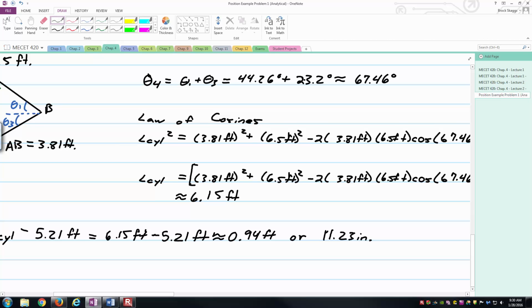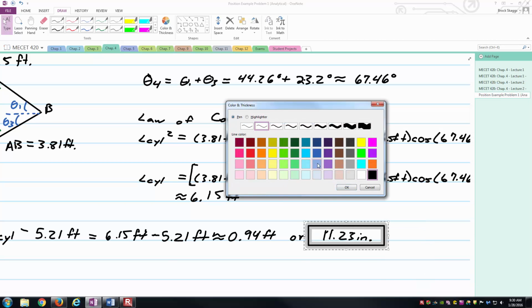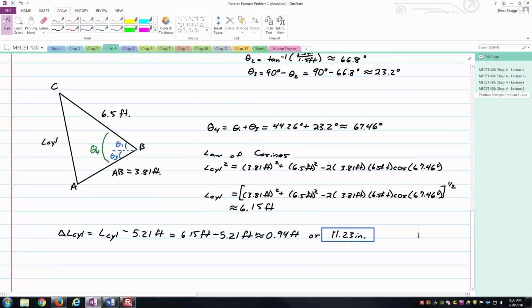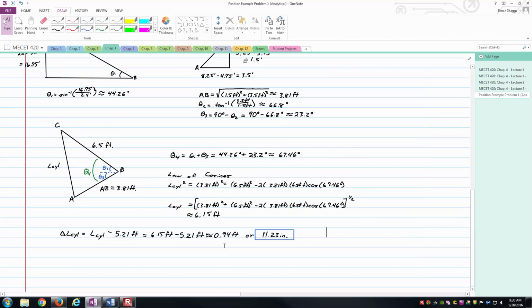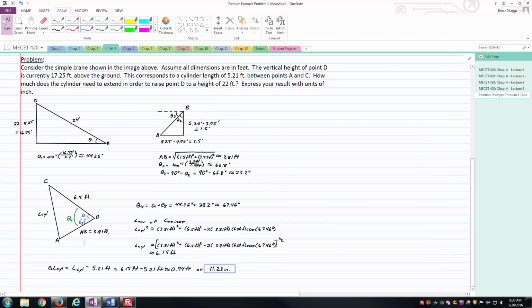So the initial question that the operator would ask was, how much do I need to raise the cylinder in order to get that point D to 22 feet above the ground? And of course, after this displacement position analysis here, we're going to tell him or her that it's going to raise 11.23 inches to be exactly at 22 feet above the ground.